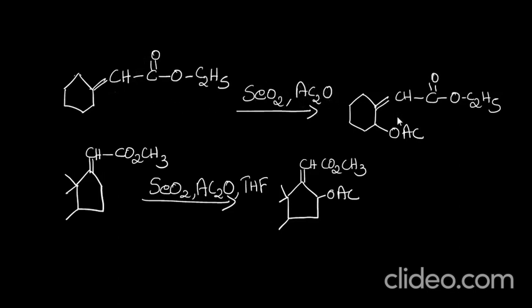So, we get a product like this. Here, the OAc group will be present at the gamma position. Another example is here. Here also, this is the gamma position and this is an alpha beta unsaturated carbonyl system. In the presence of selenium dioxide, acetic anhydride and THF, we get a product like this. This is another application of selenium dioxide.